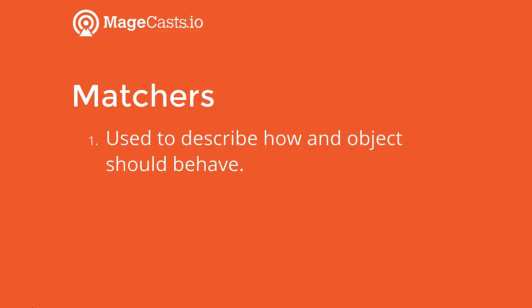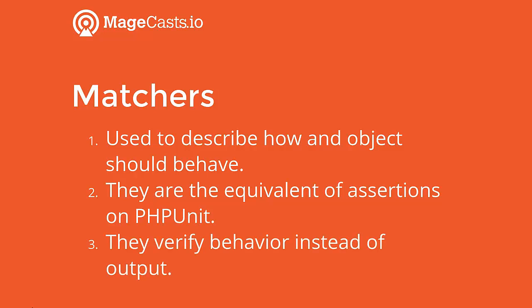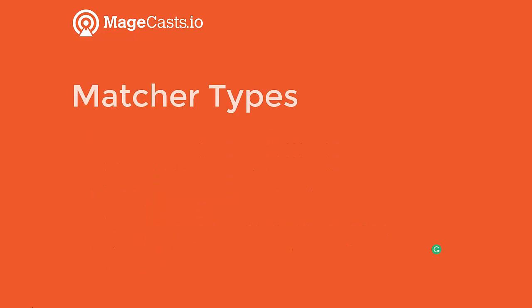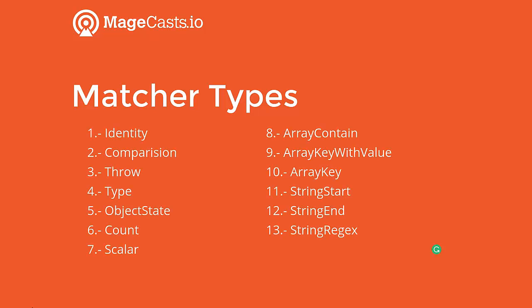To do a quick recap, matchers are used to describe how an object should behave. They are the equivalent of assertions in PHPUnit, and they provide a way to verify behavior instead of the output. Out of the box, PHPSpec provides 13 different types of matchers designed to test different sets of behavior. Let's quickly go over each of them and some examples.